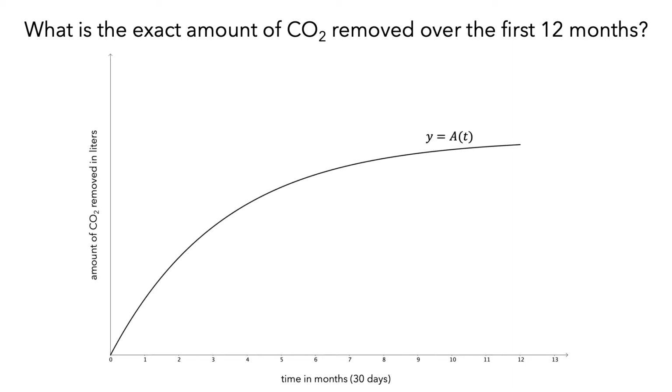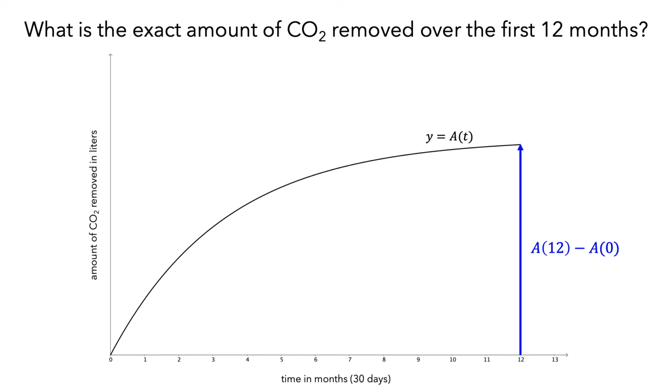Here is a graph of the function y equals A of t, which represents the amount of CO2 removed t months after the scrubber begins operating. The total amount of CO2 removed is the change in A of t, so the amount that the scrubber removes in the first 12 months can be written as A of 12 minus A of 0.